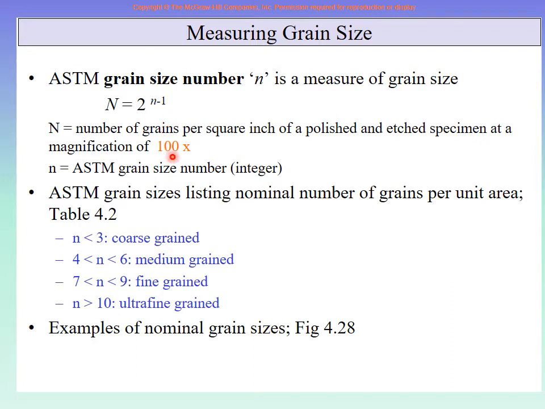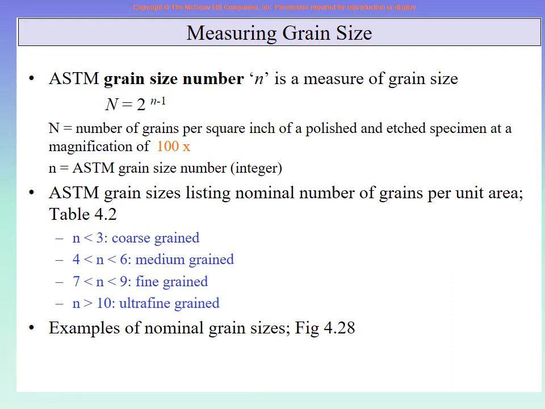Inside the microscope we set it at 100 magnification, and then in 1 square inch of the image that we see, we count the number of grains. We can either do it physically or some software can do it. The number of grains in 1 square inch of the image seen at 100 magnification is capital N. When you put it in this equation, you can find the small n, which is the grain size number for this metal.